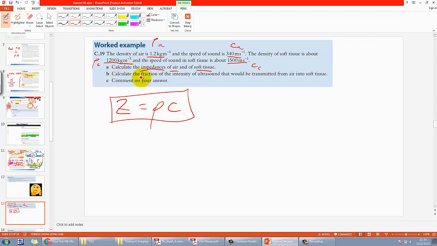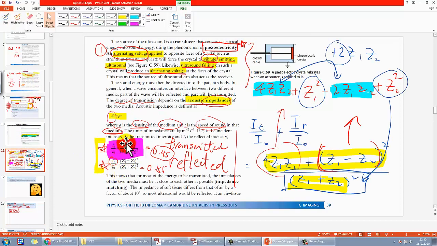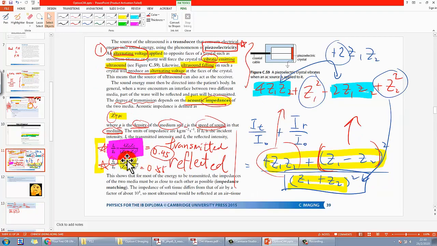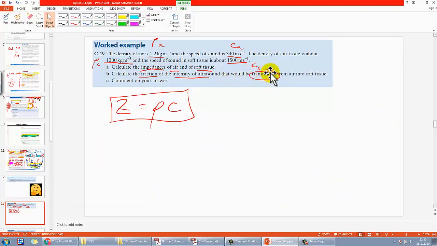For B, you have to calculate the fraction of intensity that would be transmitted. So using the first equation here, and then just substitute the Z1 and Z2 inside, and you should be able to find out the answer. And part C is to ask you to comment on the answer.